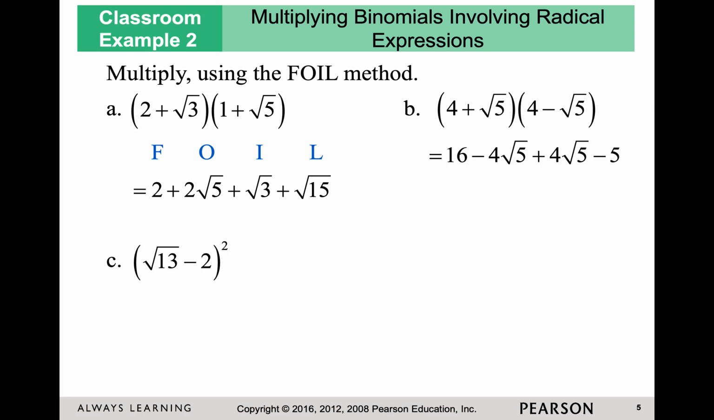I have minus 4 square root of 5 plus 4 square root of 5. Those are going to cancel out. And I'm going to have 16 minus 5, and I get 11. So we can get really complicated expressions or really simple expressions.